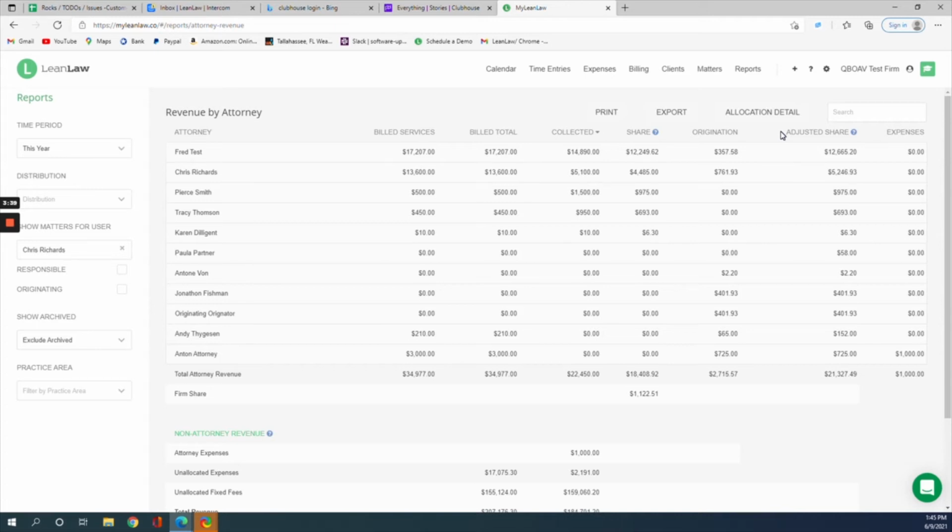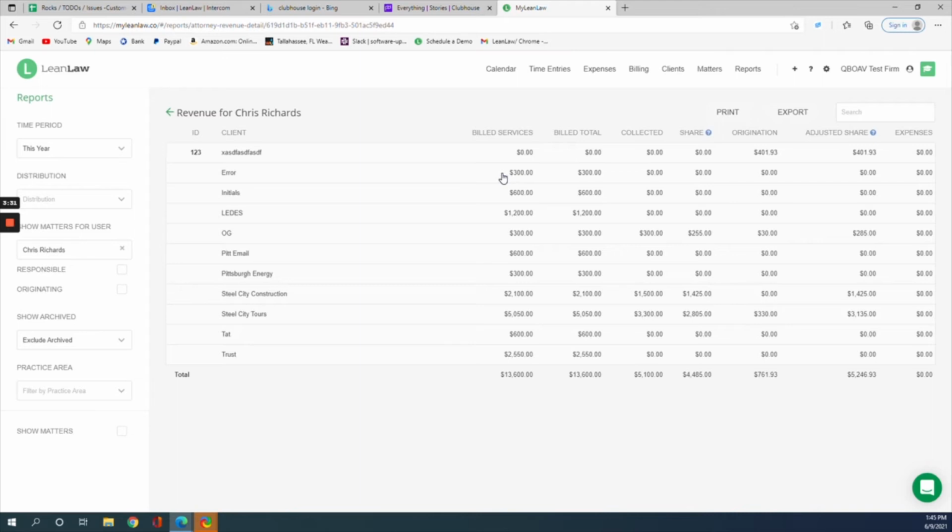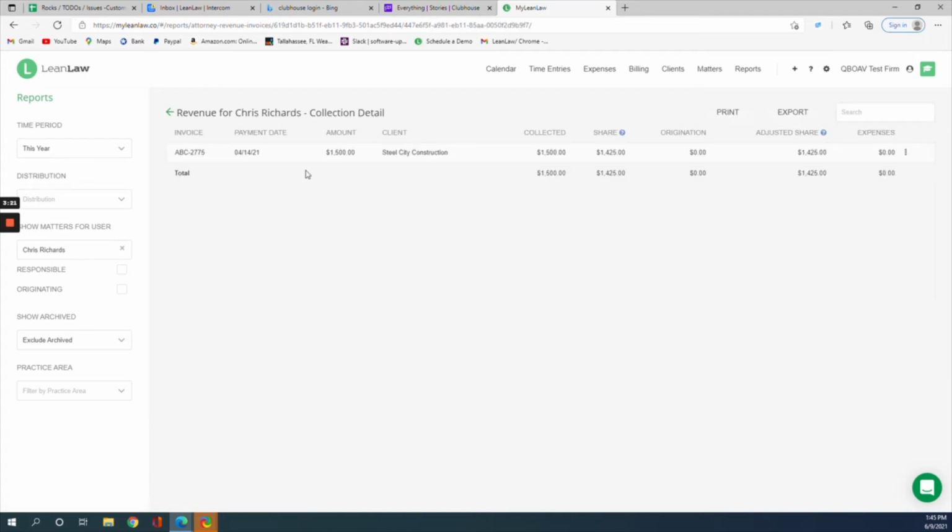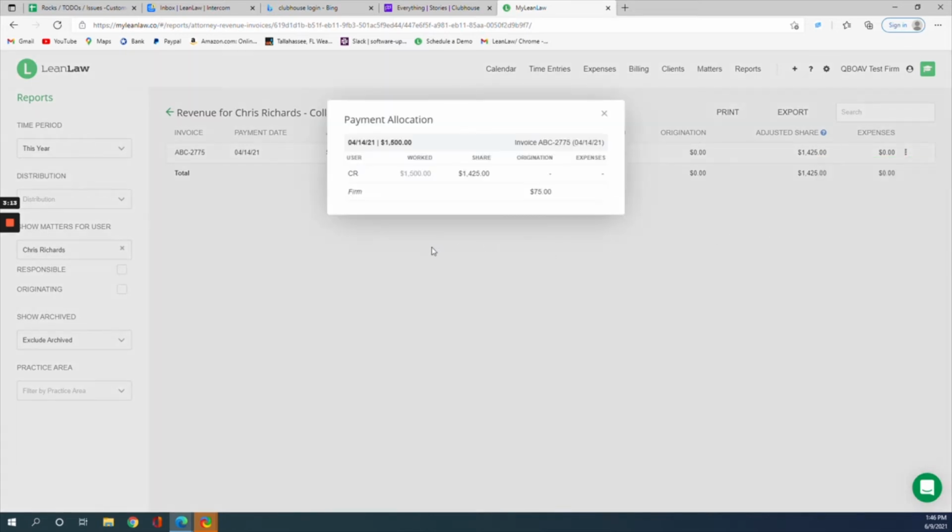Now let's take a little bit deeper look into this report. I'm going to click on a specific user, Chris Richards. From this view, I can see the client view of everything we were just looking at, broken down by client. I can also drill into the specific client and view those invoices and payments. I can go a step further and view the allocation detail, which is simply going to show that work, share, and origination that we saw on the prior screen, but broken down by that specific payment.